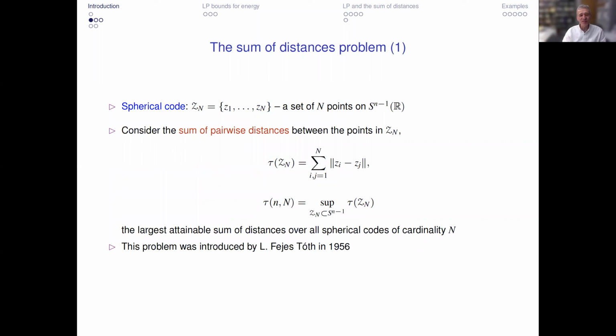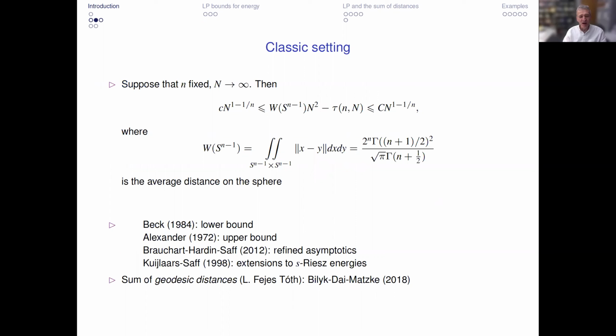Now, the sum of distances problem, of course, is a very classical one. We start with a spherical code, which is nothing but a set of endpoints on a unit sphere in the real space, and consider the sum of pairwise Euclidean distances, |Zi minus Zj|, so the chords, and look at the largest possible sum over all codes Zn of a fixed cardinality. The problem was introduced by László Fejes Tóth in 1956, and there has been quite sizable literature on this question for the classic setting of the problem.